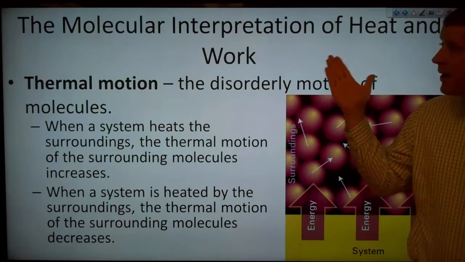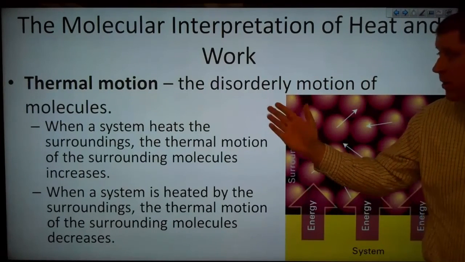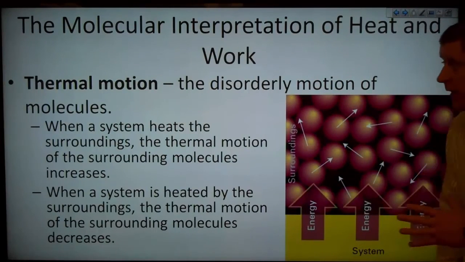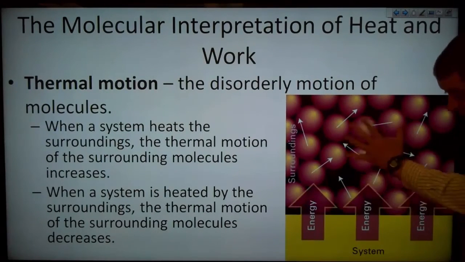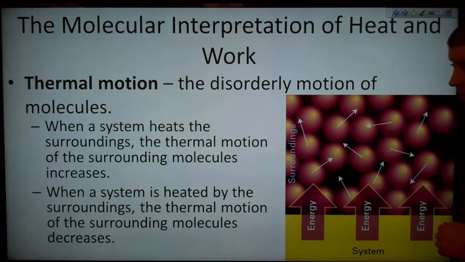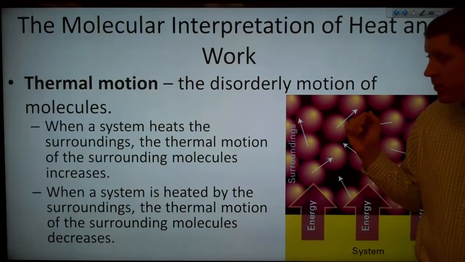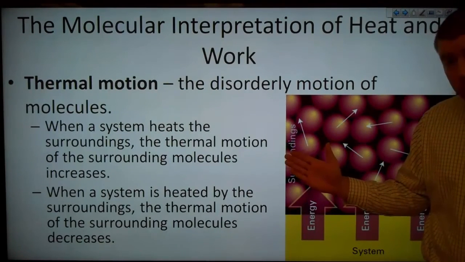So let's look at the molecular interpretation of heat and work. So thermal motion, from a molecular perspective, is the disorderly motion of our molecules. We've got our molecules moving around in some way, and they're moving around randomly in Brownian motion. Right? That's thermal motion of our molecules. When a system heats the surroundings, the thermal motion of the surrounding molecules increases.